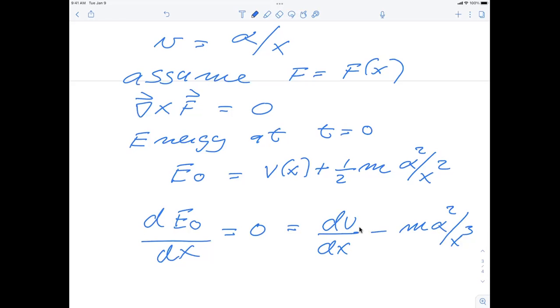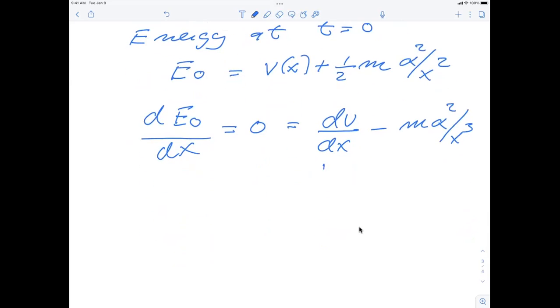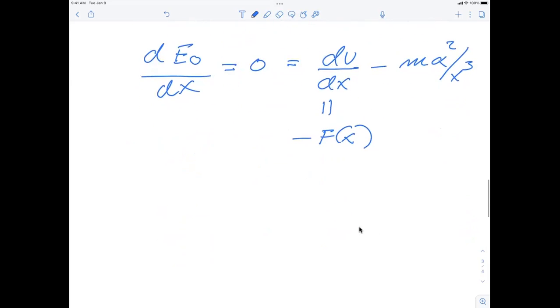Okay? So we know that this quantity which you see here is minus f of x. That means that f of x is now equal to minus m alpha squared divided by x cubed. So we found an expression for the force because we had the work energy theorem. From that, we can simply say that if I take the derivative of the potential with respect to x, that is equal to the force.